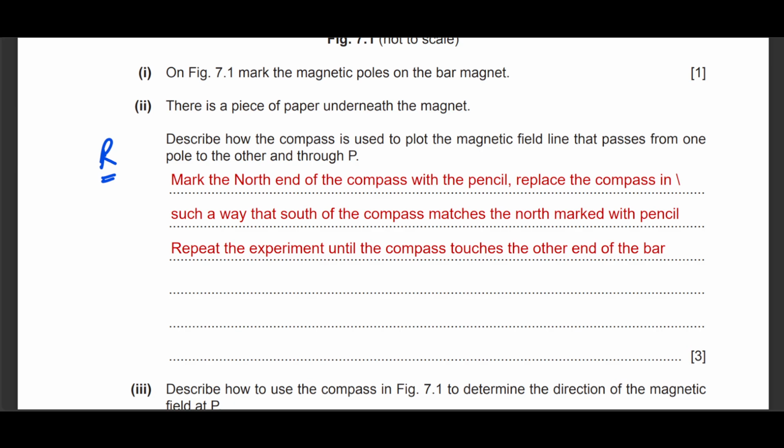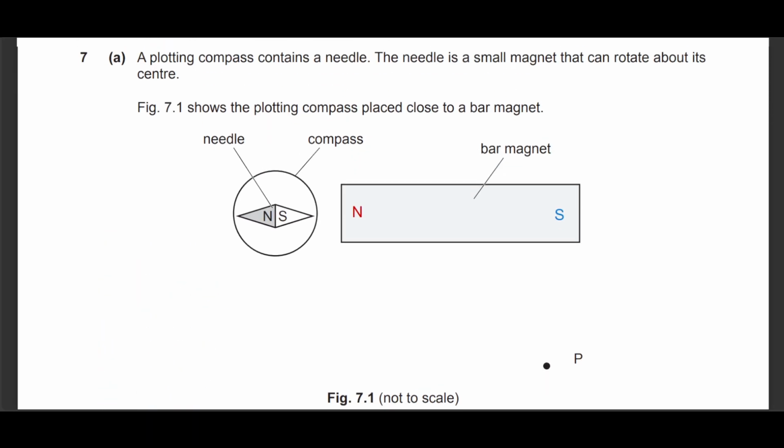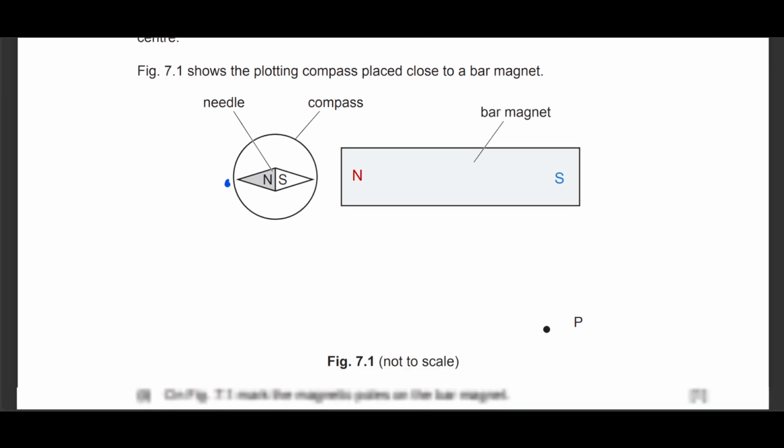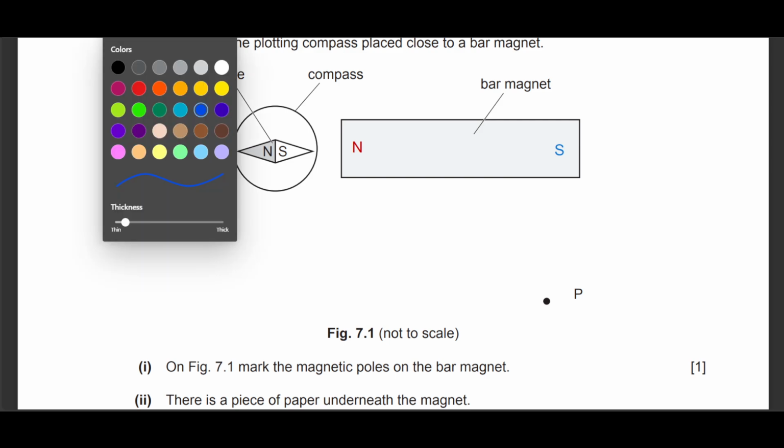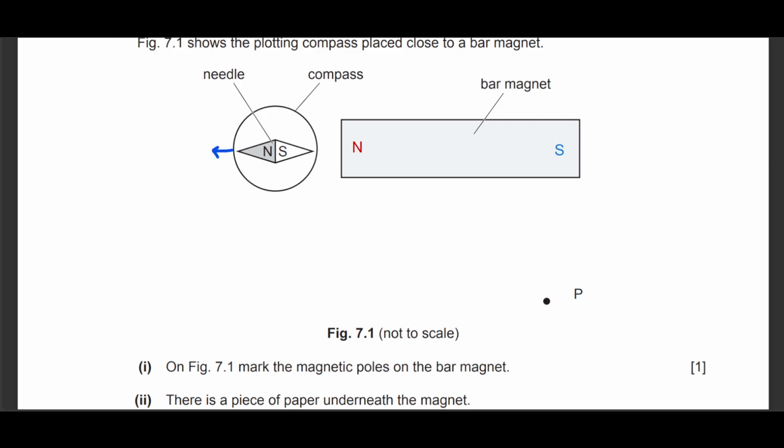As you will see, this is what we've done. We say mark the north end of the compass with the pencil, right? So this is where we put a mark, with a small arrow if that's what you want, or you already understand the direction of the magnetic field. Then we pick up the compass and replace it over here, but we make sure that the tail end of this compass, for example the south pole, actually aligns with the mark that was placed by you previously.